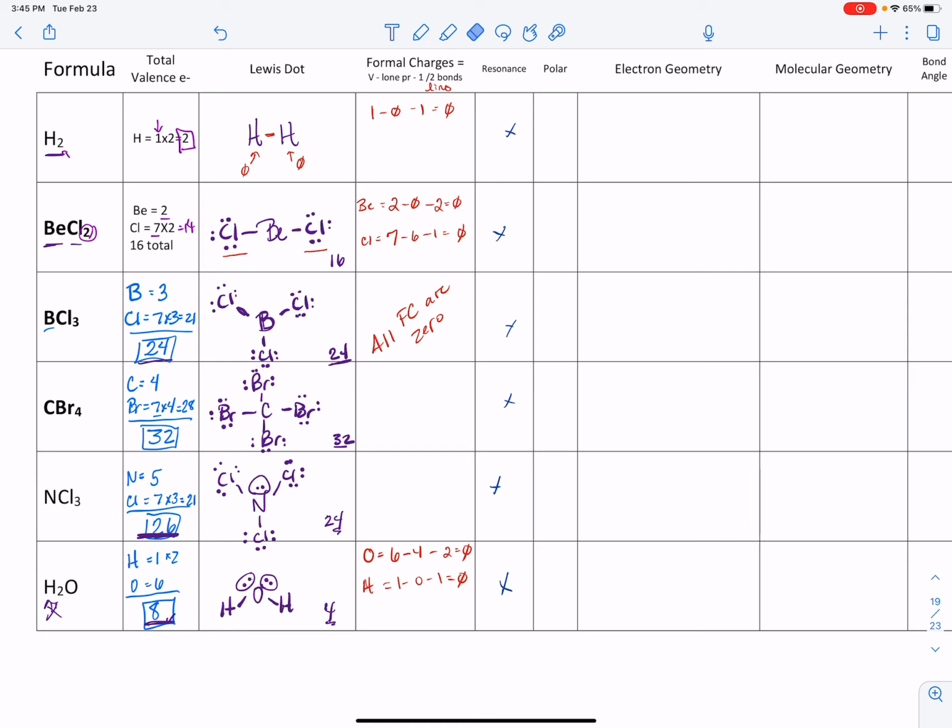So let's go to where the formal charge is going to get interesting. That's going to be when we've got double bonds or where we've got atoms that are in the third row and down with oxygens on the outside.